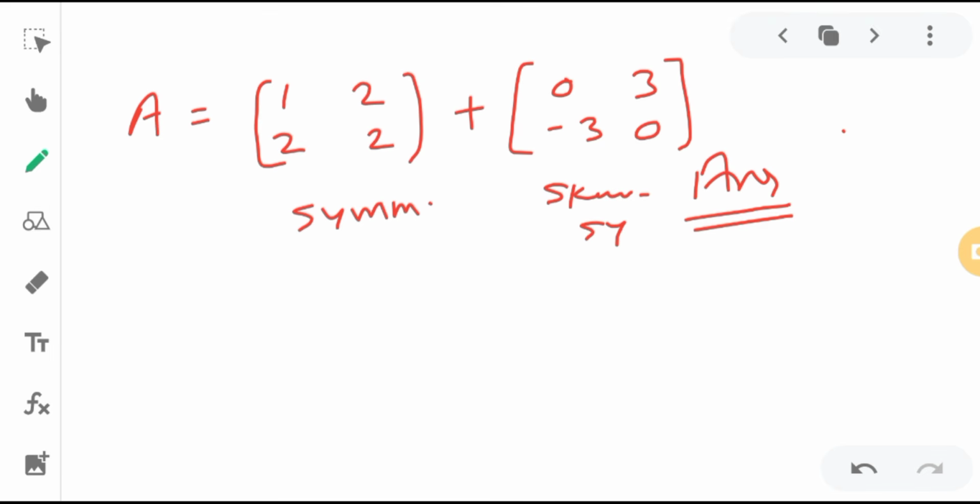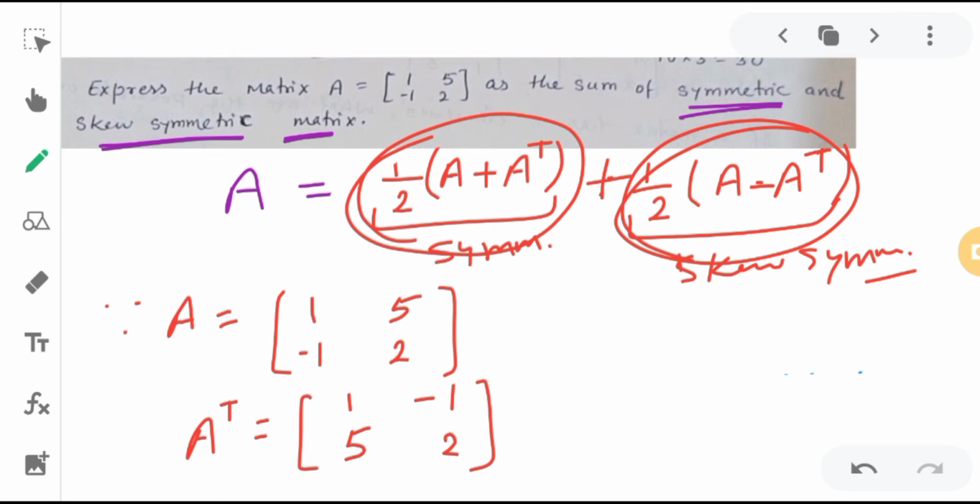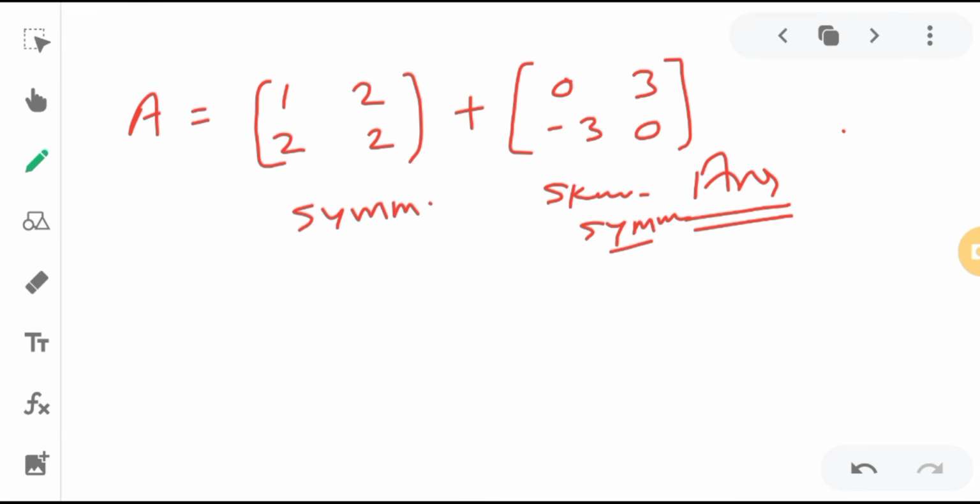Okay, what was the question? Going back to the start, the question was, we have to express A as the sum of symmetric and skew symmetric. Just after that, I got the value of this and the value of this, and then I wrote it. The value of half of A plus A transpose is this, and the value of half of A minus A transpose is this. I just put those values. That is our final answer.